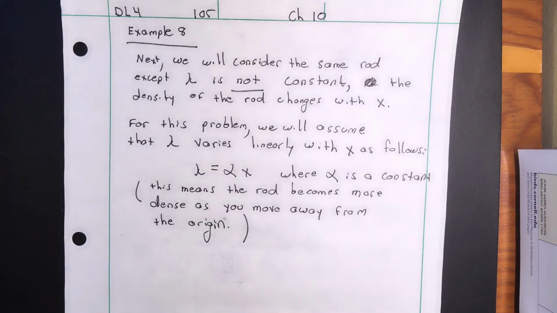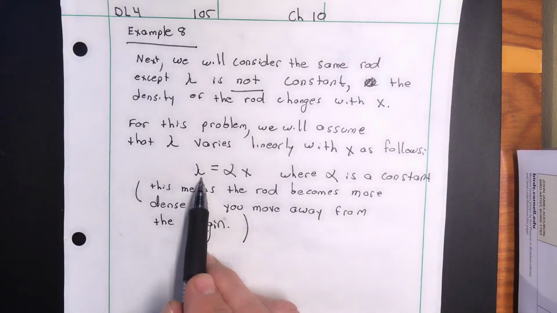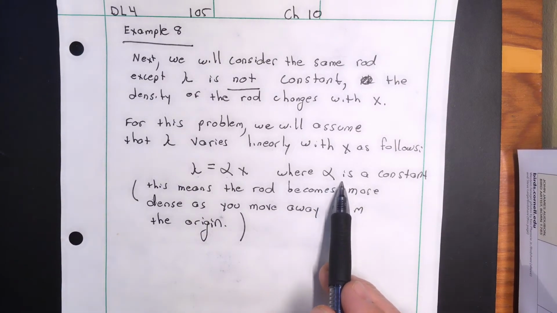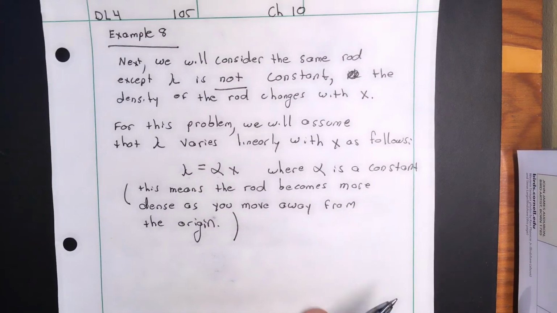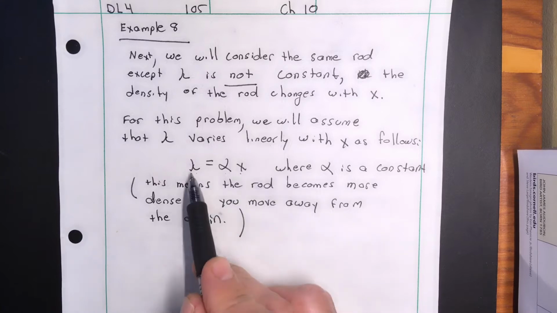All right, example number 8. We're going to use the same rod as last time. I'm not going to redraw it. But this time, the linear density is not constant. The density of the rod is actually going to increase as you go farther from the origin. And for this problem, we're going to assume that lambda varies linearly with x. So lambda equals alpha x. Alpha is just a Greek letter that we're using as a constant. So the farther you move from the origin, the greater x is, the greater the density is.